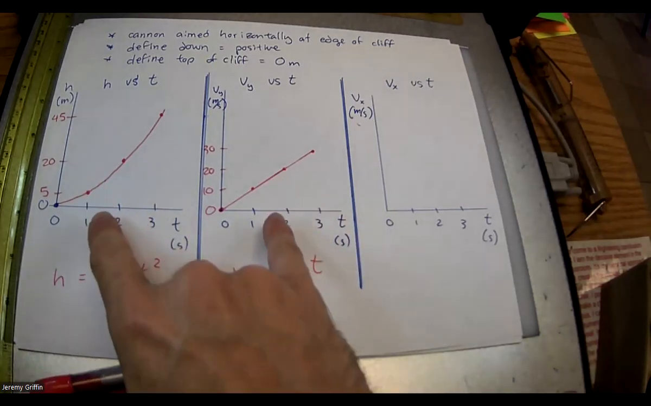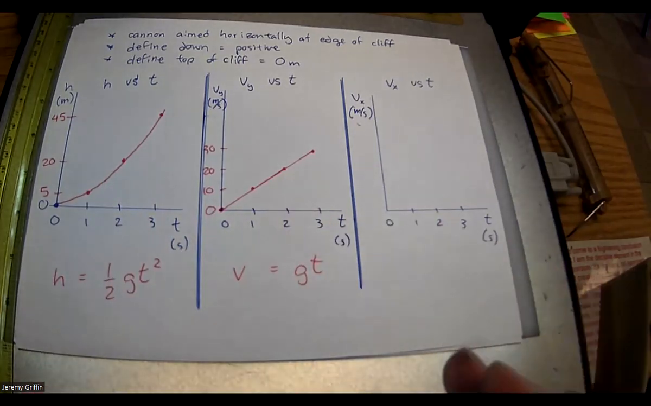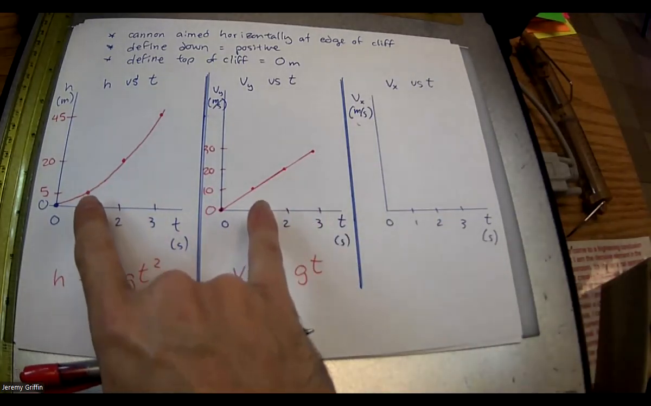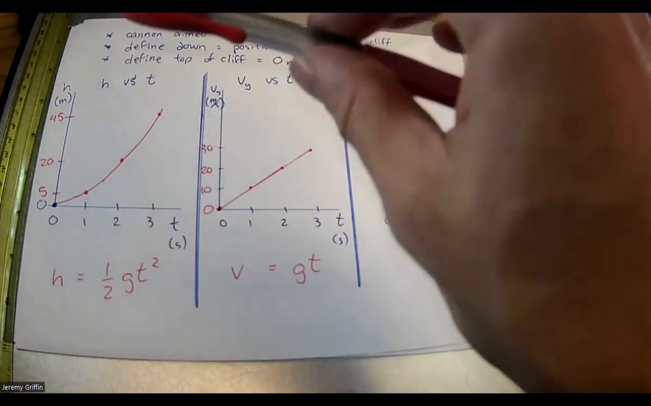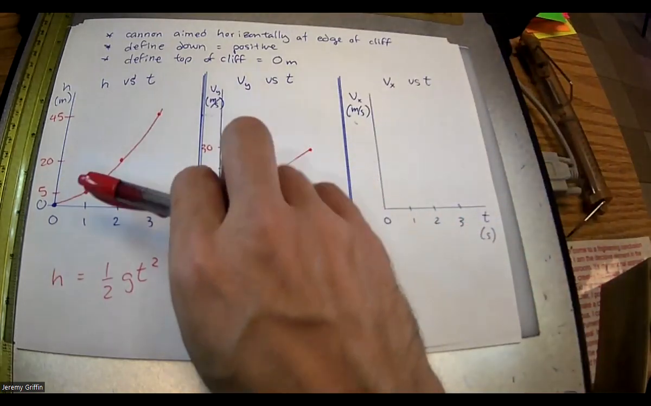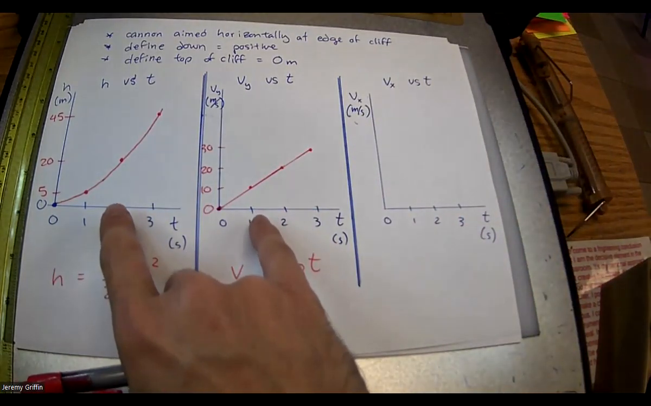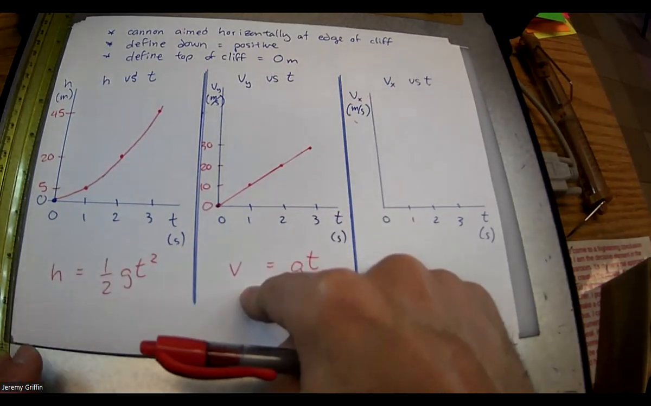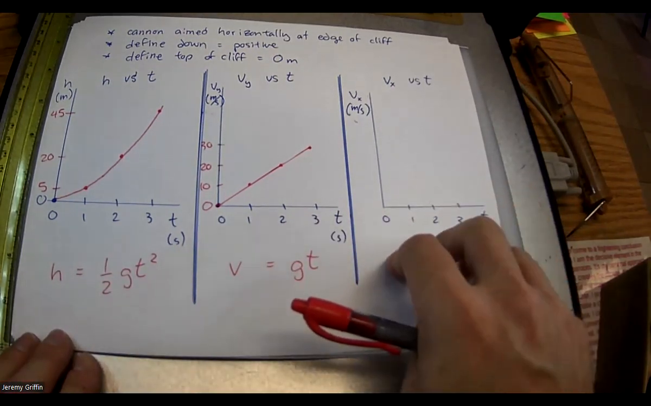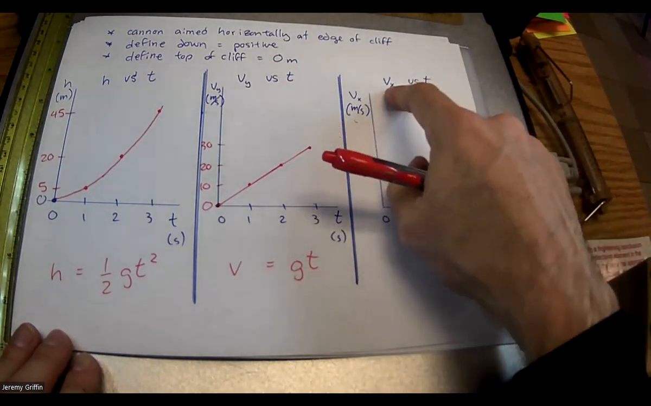Right. Now, both of these graphs, we've just been looking strictly vertical. So in fact, these graphs would be exactly the same if you just dropped the cannonball straight down, right? There's no difference. It's the same thing, right? Here's how far it's fallen. Here's how fast it's picked up to.